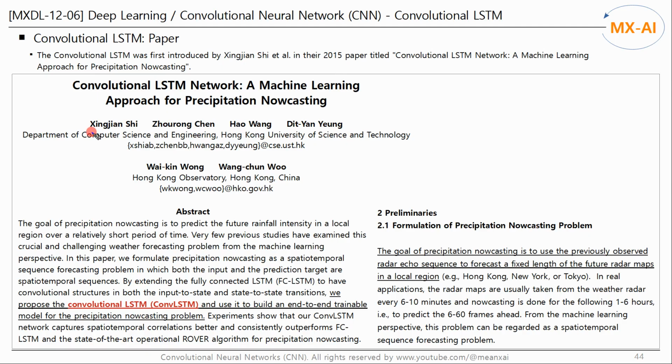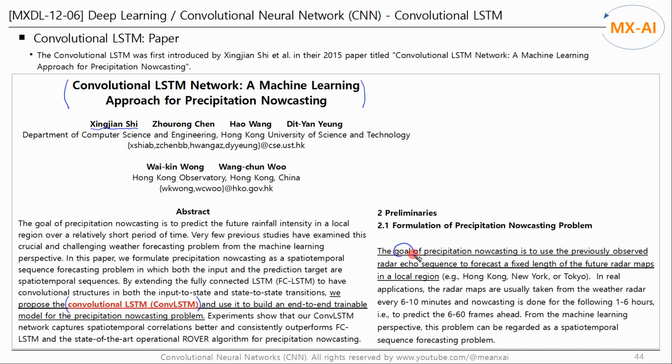The Convolutional LSTM was first introduced by Xingjian Shi et al. in their 2015 paper titled Convolutional LSTM Network, a machine learning approach for precipitation nowcasting. In this paper, they proposed a novel convolutional LSTM network for precipitation nowcasting. They formulated precipitation nowcasting as a spatiotemporal sequence forecasting problem that can be solved under the general sequence-to-sequence learning framework.